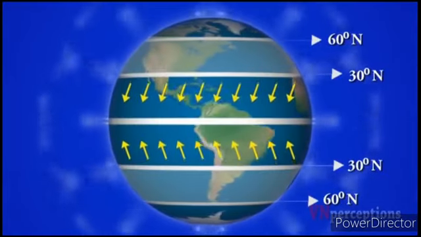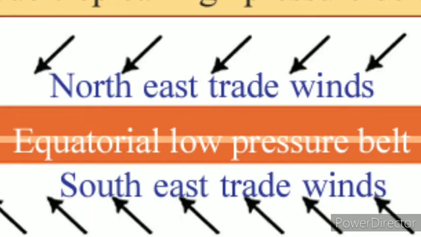The convergence zone where both trade winds meet together is generally known as the intertropical convergence zone. The equatorial low pressure zone where the trade winds from both hemispheres converge is known as the intertropical convergence zone or ITCZ.